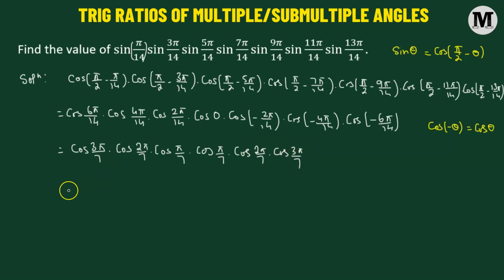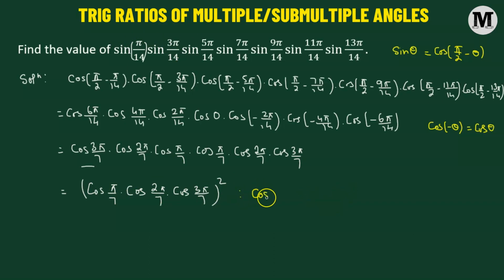Now here we can see that we have cosine 3 pi over 7 repeating twice. Similarly, cosine of 2 pi over 7 and cosine of pi over 7 also repeating twice. So now we have cosine of pi over 7 times cosine of 2 pi over 7 multiplied to cosine of 3 pi over 7 whole square. Now we can easily find out this value because we have a standard formula. Now let's note down that formula.